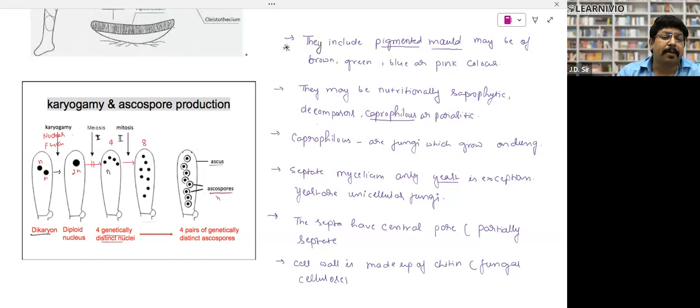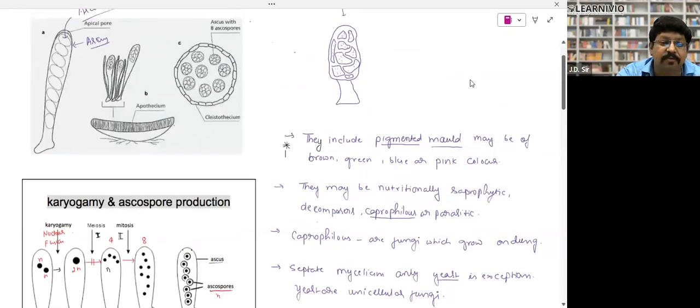Colored, sir, or could you repeat it? They include pigmented mold. It means the members of this class have different colors, right? They may be brown, green, or blue. The fungi which belong to Ascomycetes may be colored fungi, so that's why they are called pigmented mold, right? They may be brown, green, blue, pink, or a different color.